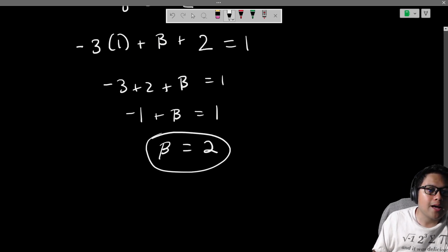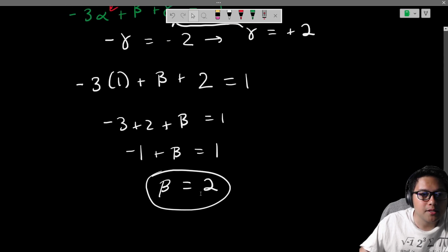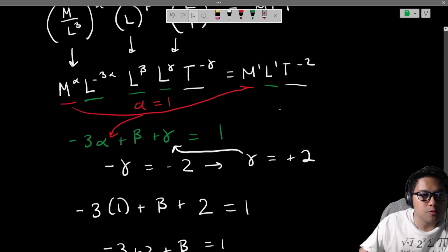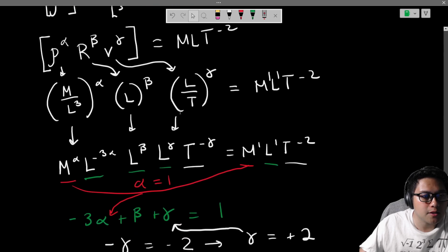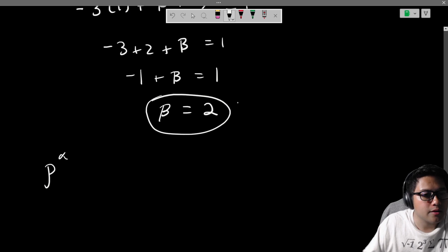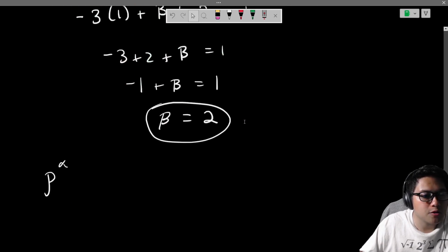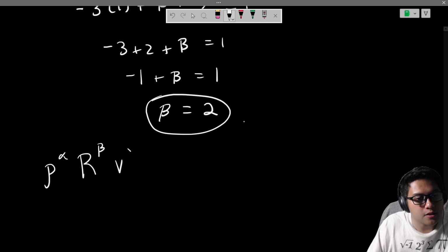Okay, so let's circle that. So what do we have here? We have alpha is equal to 1, beta is equal to 2, gamma is equal to 2. So what did I actually assign to all of these? It was rho to the alpha, r to the beta, v to the gamma. So I'll just write that again: rho to the alpha, it was r to the beta, and then v to the gamma.